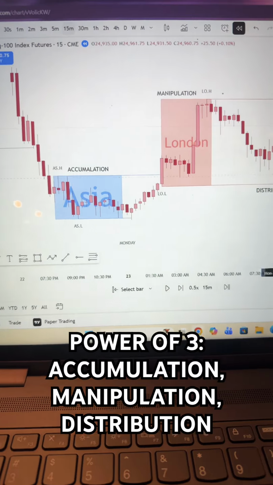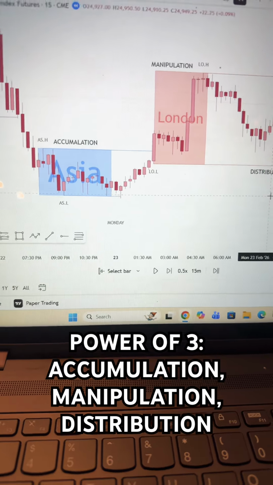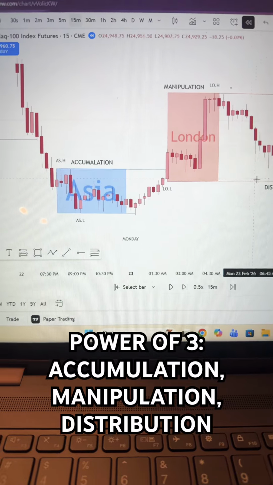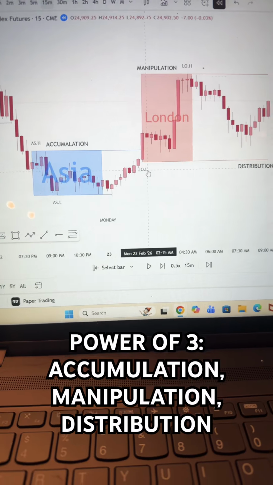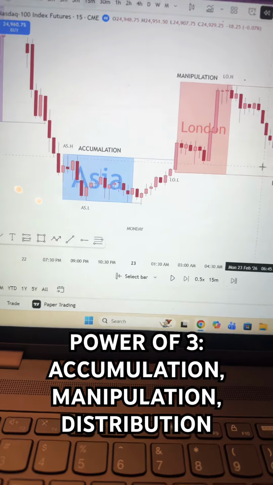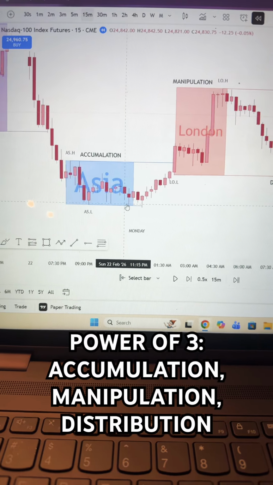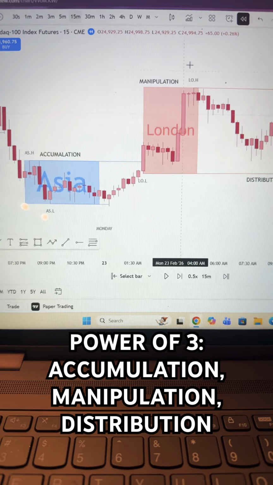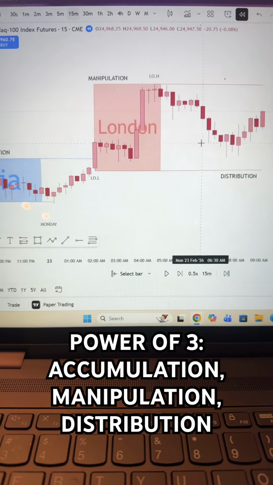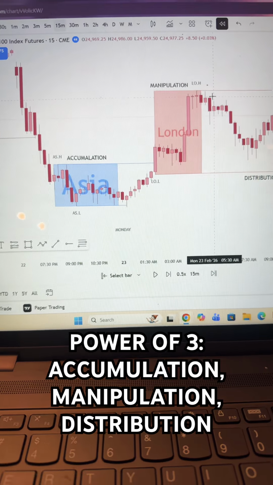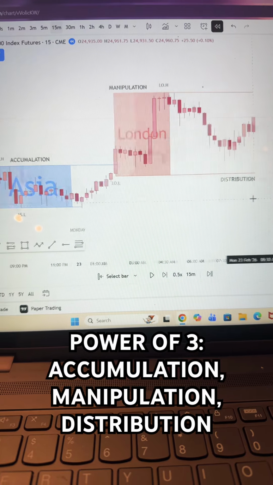So here we'll be using the power of 3 to take a trade. This played out perfectly today, February 23rd. So we're on the 15-minute time frame, and you could see that we had accumulation in the Asia session. We then had manipulation to the upside in London. So now we are looking for distribution to the downside for the real move.